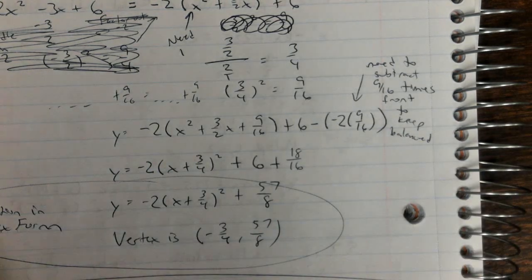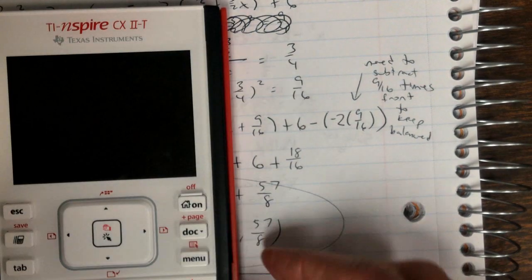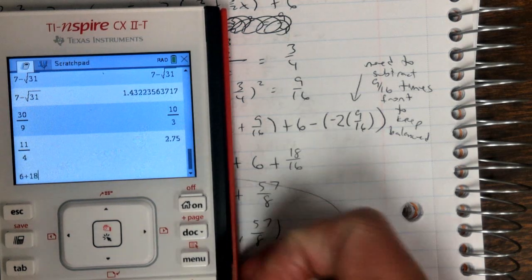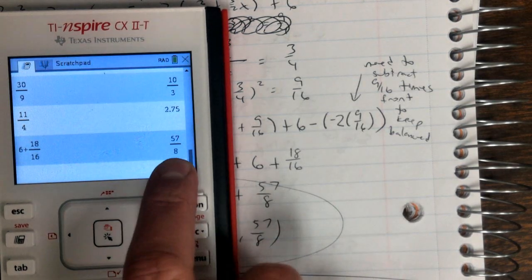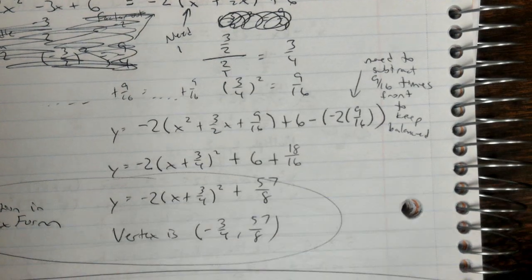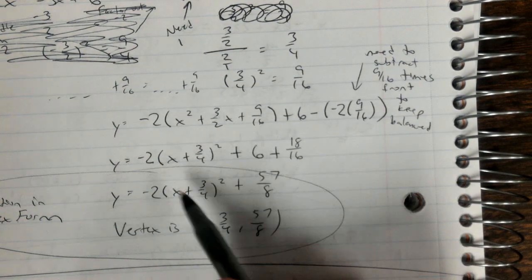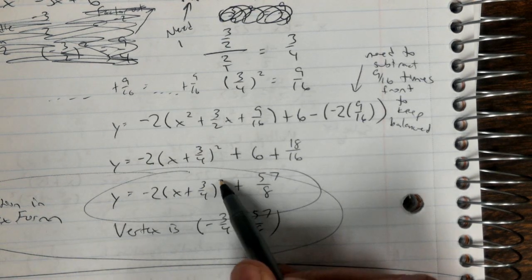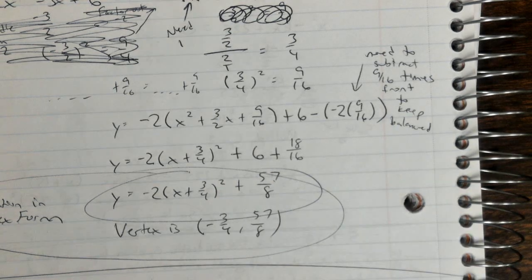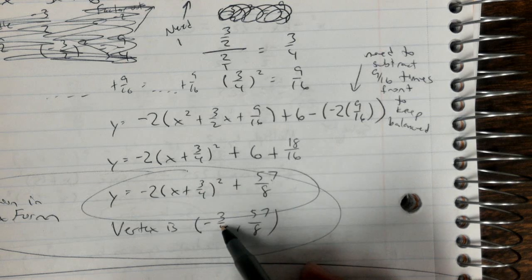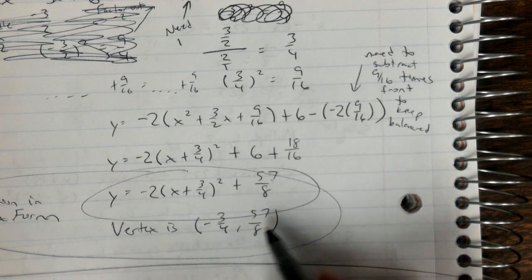Then we just need to do our math. 6 plus 18/16 is 57/8. Okay, and that ends up helping you because your answer is -2 times x plus 3/4 squared plus 57/8. And then if you have that part, then you can get your vertex from just changing the sign for x and keeping this one the same.